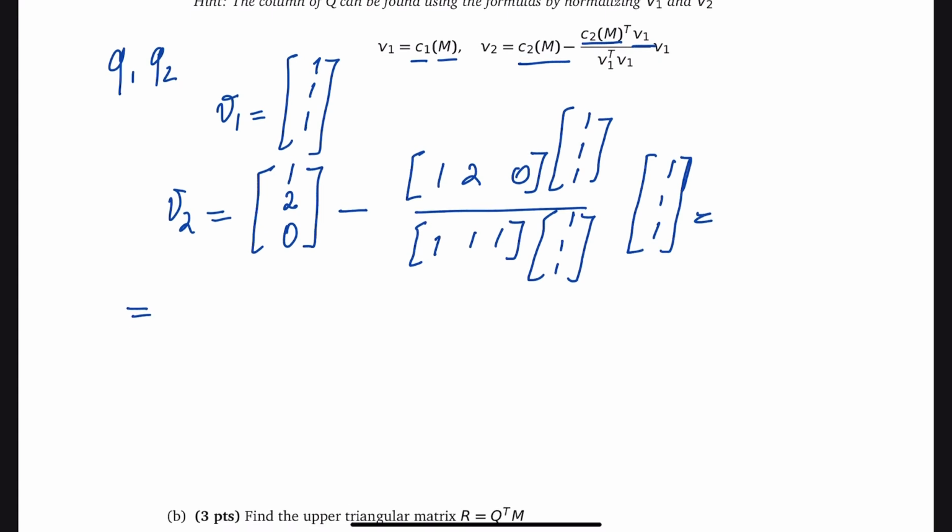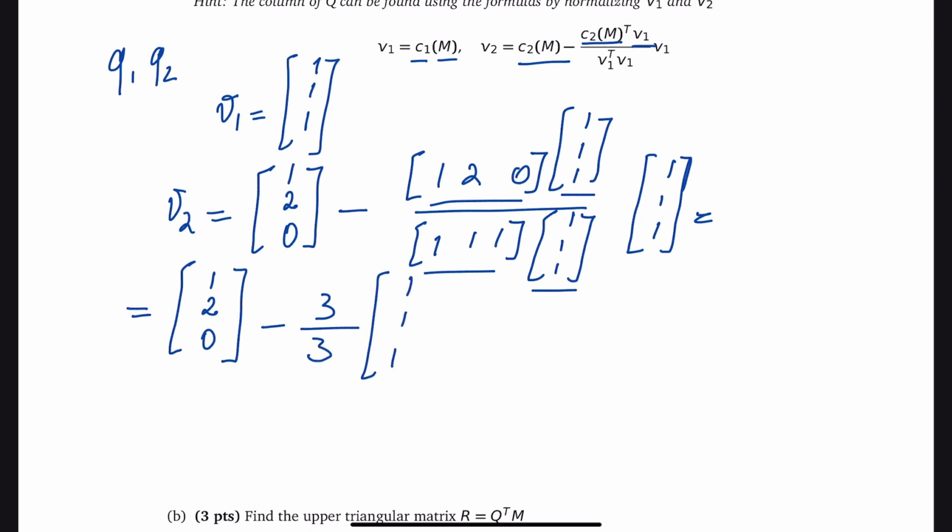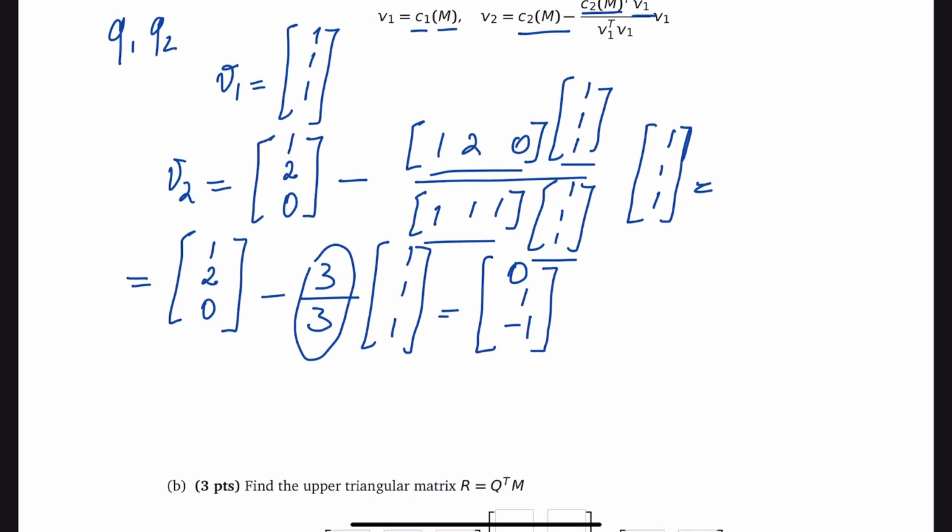So that's going to be 1, 2, 0 minus. If you multiply this vector to this, it's going to be 3. This vector to this vector is also 3 times the 1, 1, 1. So 3 over 3 is going to be simply equal to the 1, right? If you subtract those two vectors, it's going to be equal to 0, 1, and minus 1. So the Q1 and Q2 are simply the normalized versions of the V1 and V2.